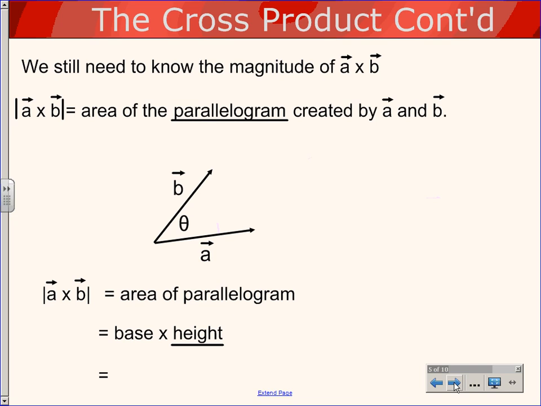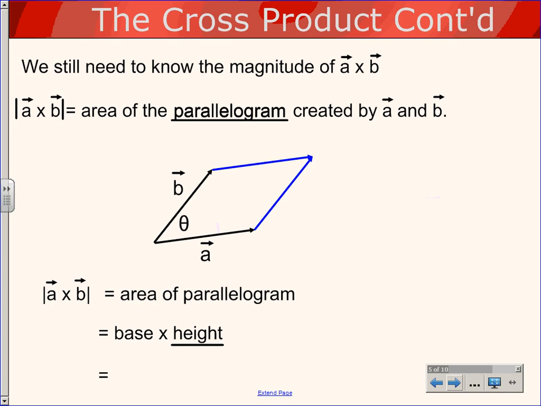It says we still need to know the magnitude of A cross B. There's our notation, we've got the absolute value symbols. The magnitude of A cross B is equal to the area of the parallelogram created by A and B. So I've got vector A and vector B drawn there, and the angle in between them, because the vectors are aligned tail to tail. We're defining, and again, this is like the dot product, right? We're defining this to be the cross product.